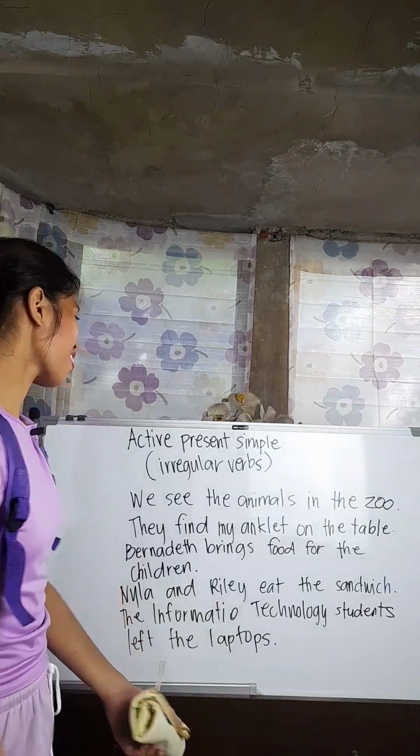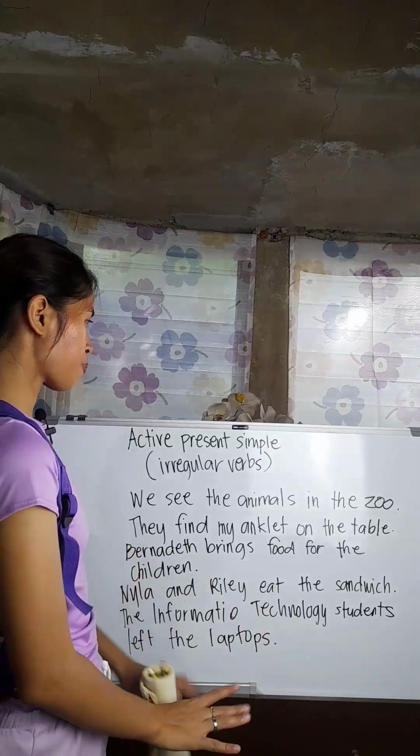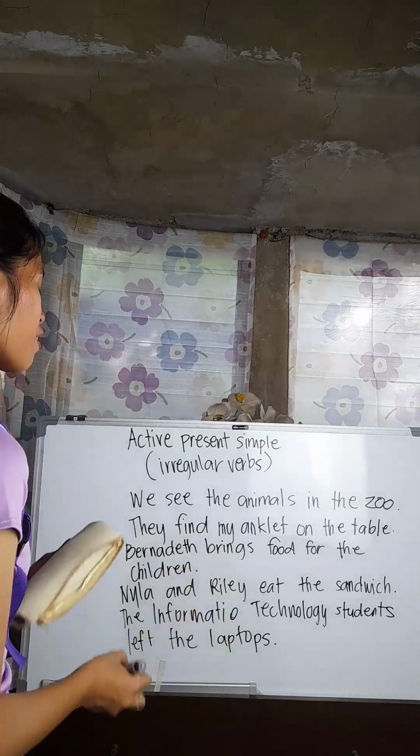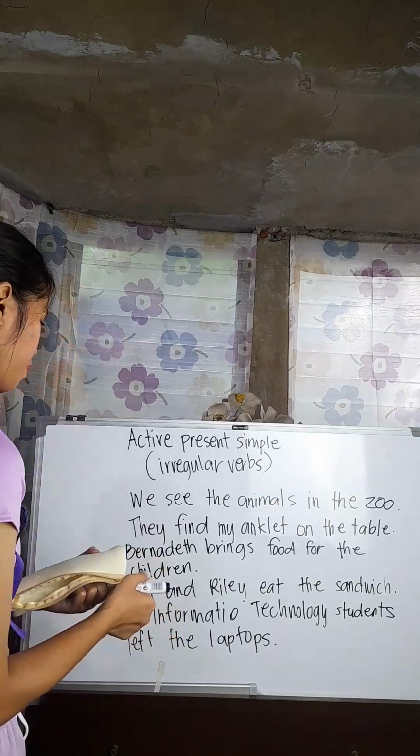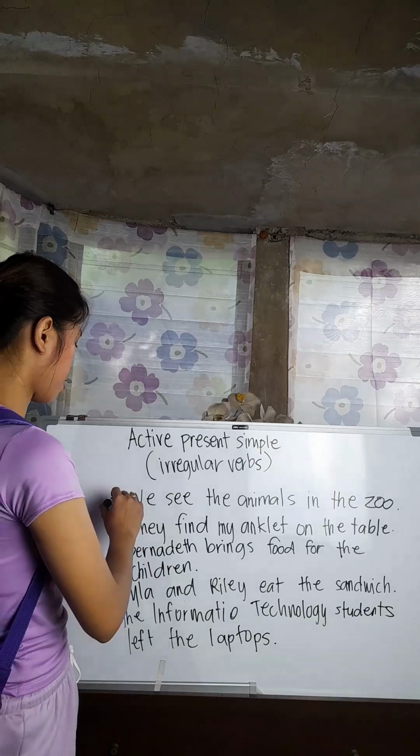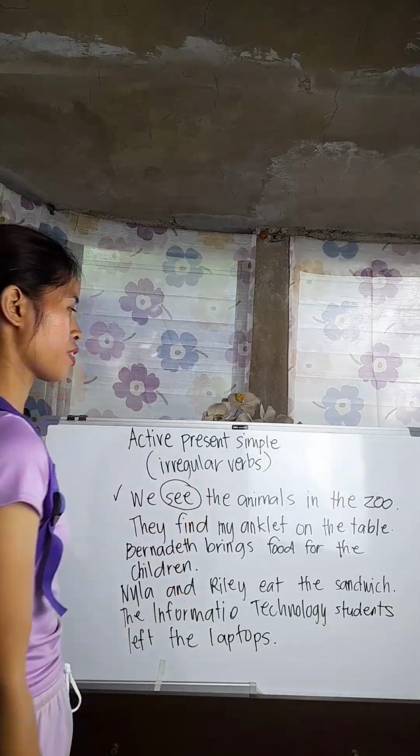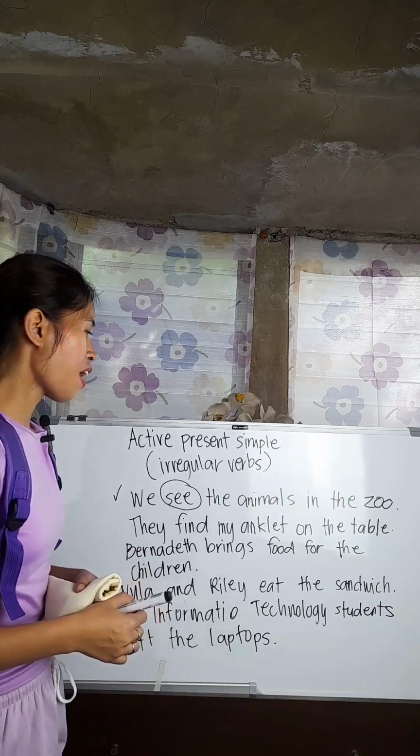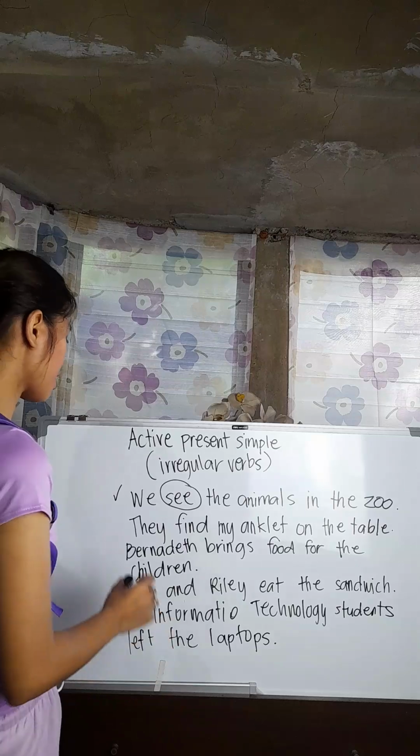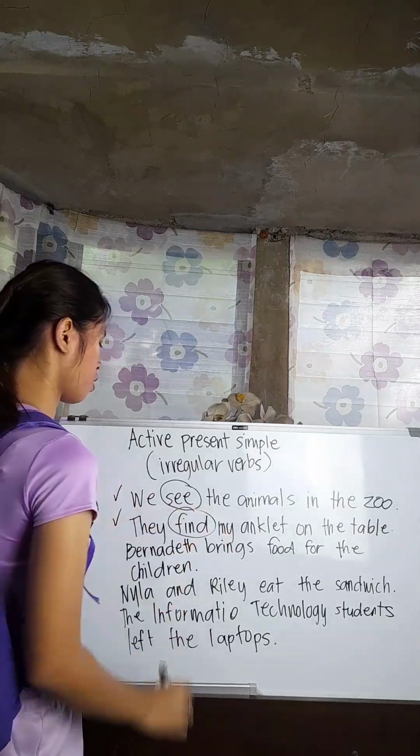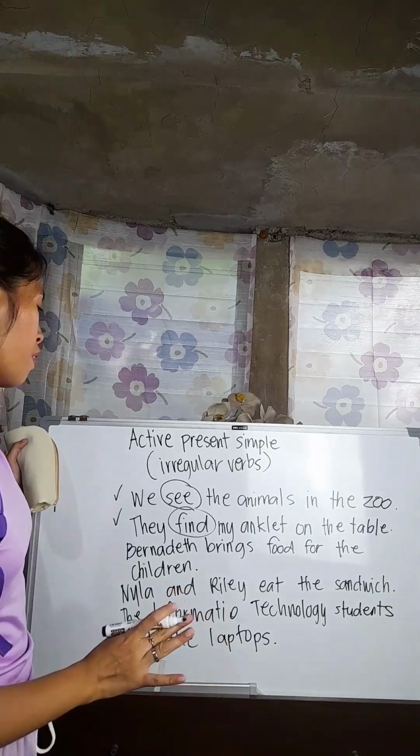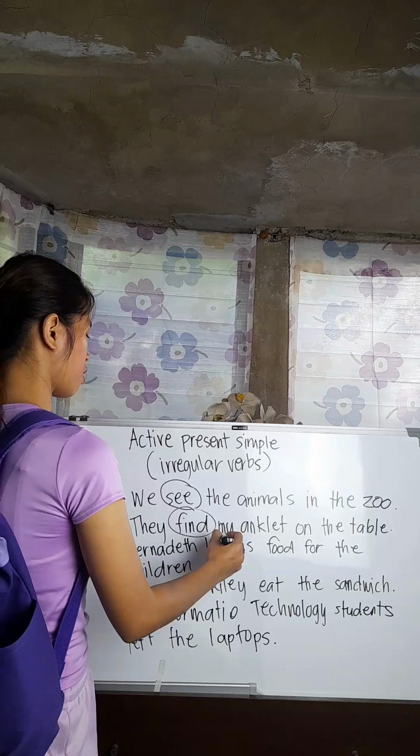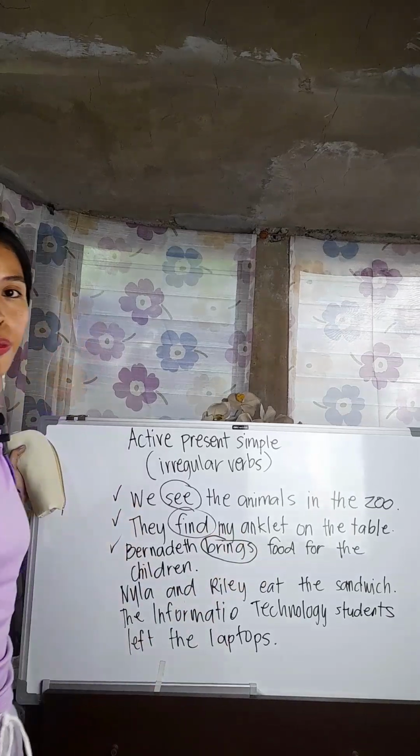We're almost done. So these are the examples for active present simple with the irregular verbs. For the sixth sentence, we see the animals in the zoo. We as the subject, see as the present simple verb. For the seventh sentence, they find my anklet on the table. They as the subject, find as the present simple verb. Eighth sentence, Bernadette brings food for the children. Bernadette as the subject, brings as the present simple verb.